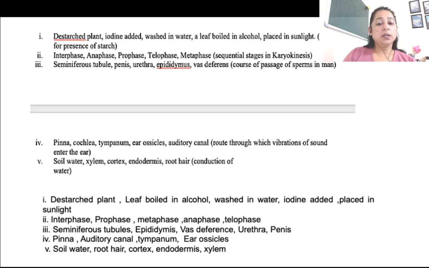Next question. First answer is destarched plant, leaf boiled in alcohol, washed in water, iodine added and placed in sunlight. Second is interphase, prophase, metaphase, anaphase and telophase. Third is seminiferous tubules, epididymis, vas deferens, urethra and penis. Fourth is pinna, auditory canal, tympanum and ear ossicles. Fifth is soil, water, root hair, cortex, endodermis and xylem.